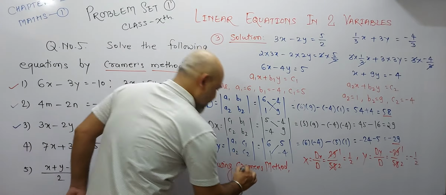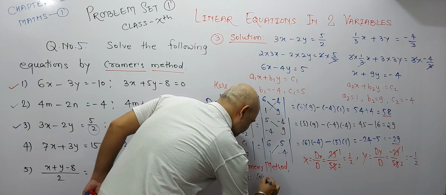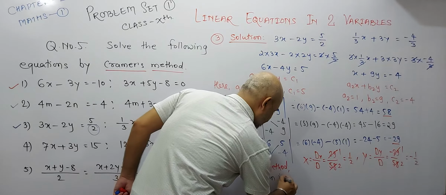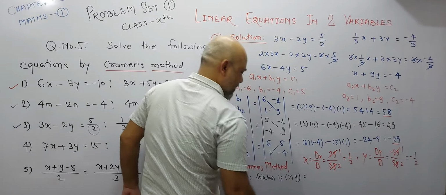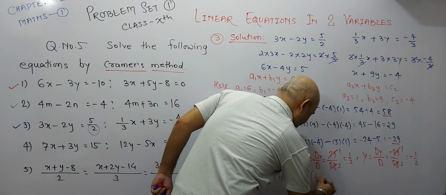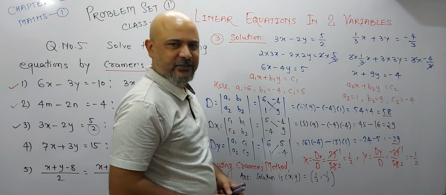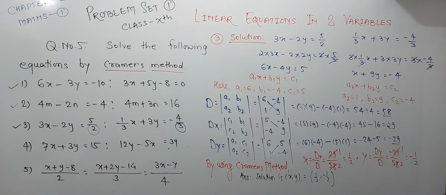We'll write the answer then, final step. Answer is, that is solution of the linear equation of two variables is, that is x comma y, where x is 1 by 2 and y is minus 1 by 2. Okay students? So this is the solution of question number 3.